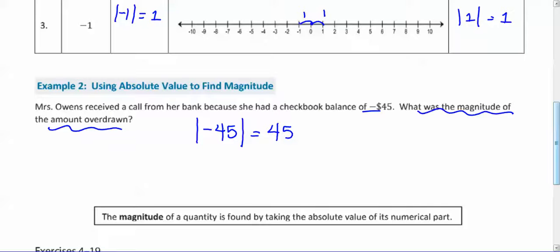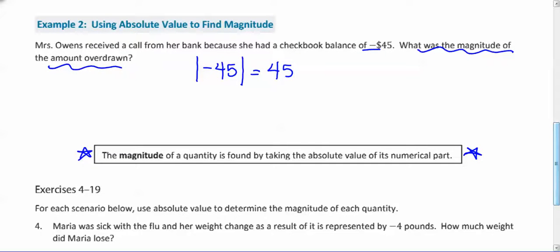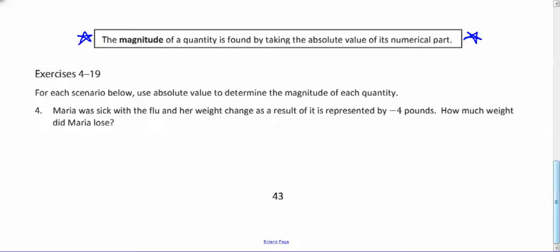So we're talking about $45. That's a lot. And the magnitude of a quantity is found by taking the absolute value of its numerical part. If you haven't noticed, negative numbers and positive numbers always come out as a positive absolute value because it's a positive distance, right? You wouldn't say you live -5 miles from town, even if you turned left there, it's still a distance of 5 miles. All right, for exercises 4 through 19, I'm going to get you started on this, and your homework is to finish whatever your class hasn't gotten to.